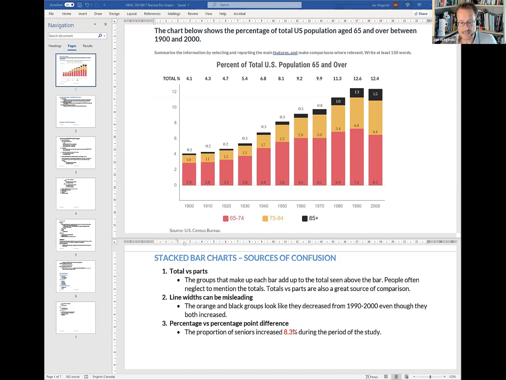12.4 minus 4.1 to get 8.3 is called a percentage point difference. So the percentage of seniors increased by 8.3 percentage points, not percent. It's an important distinction. If you listen to the financial news, they use this kind of language all the time when they say the stock market has increased by X number of points. Like, let's say it went up by 50 points. It's not 50%, it's 50 points. In this way too, if you're just taking the raw difference between percentages, that's a percentage point increase. And we'll go into that later as well.